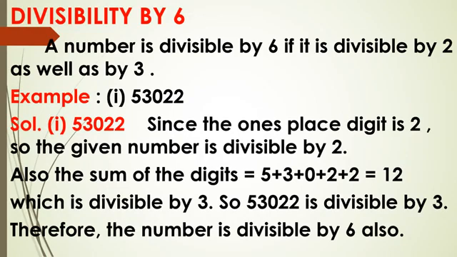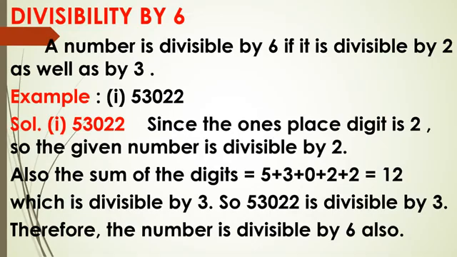But remember, if a number is divisible by any one, either by 2 or by 3, means if a number is divisible by 2 but not by 3, then it is not divisible by 6. Or it is divisible by 3 but not by 2, then also it is not divisible by 6.